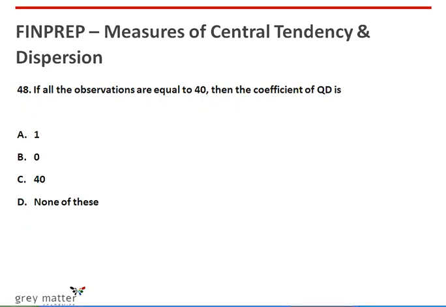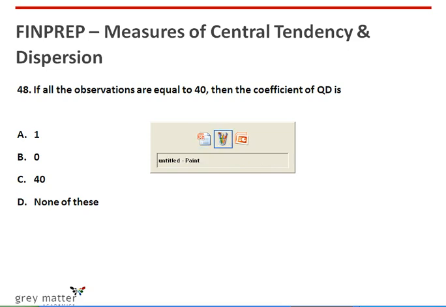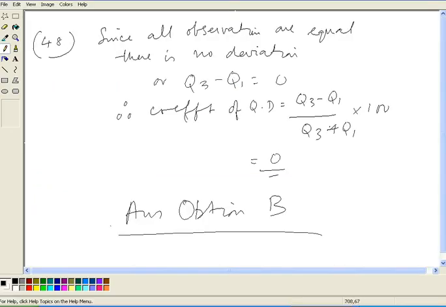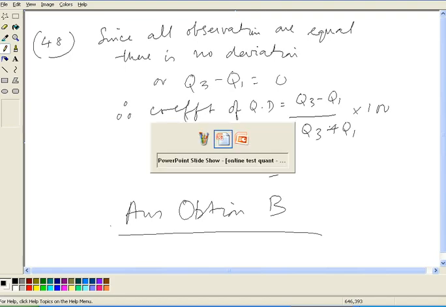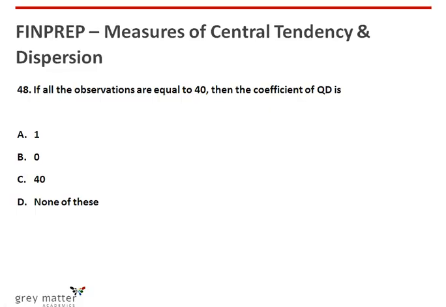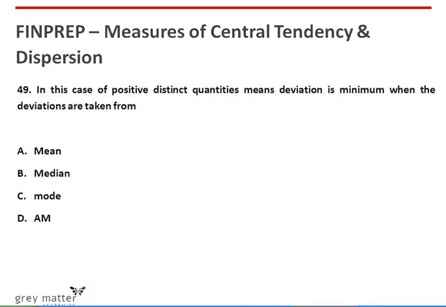48. If all the observations are equal to 40, then the coefficient of quartile deviation is to be computed. Going to our work area, since all observations are equal, there is no deviation, or Q3 minus Q1 is 0. Therefore, coefficient of quartile deviation, given by (Q3 minus Q1) by (Q3 plus Q1) into 100, is also 0. Hence, the answer option is B. Going to our PowerPoint presentation, the answer is B option, which says it is equal to 0.